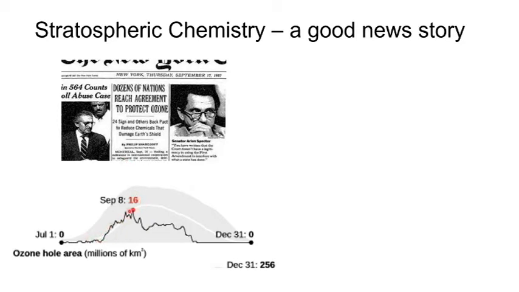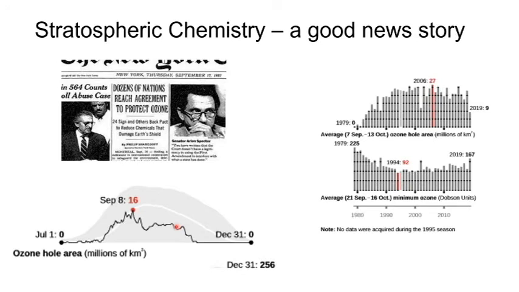So this white line here represents the average ozone hole area over the last 20 years or so, and the black line is the area of the ozone hole in this last season. And we can see that it lies significantly below the white line. So we can look at data from a number of years.